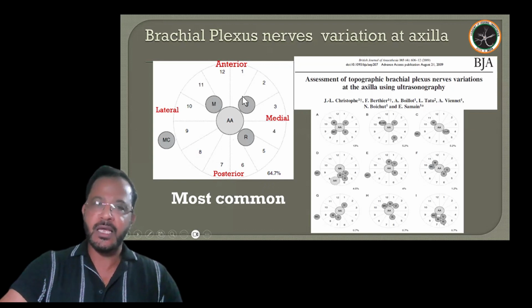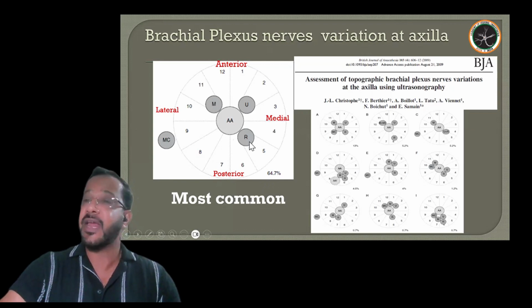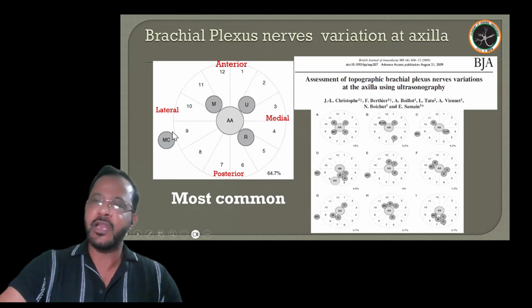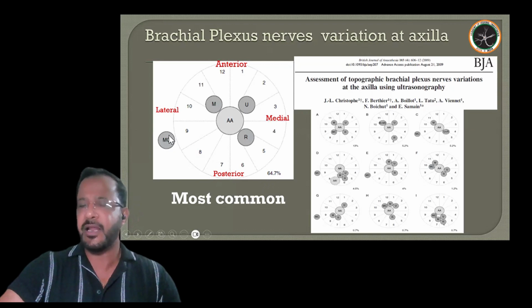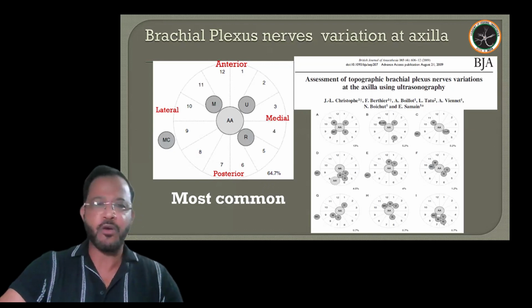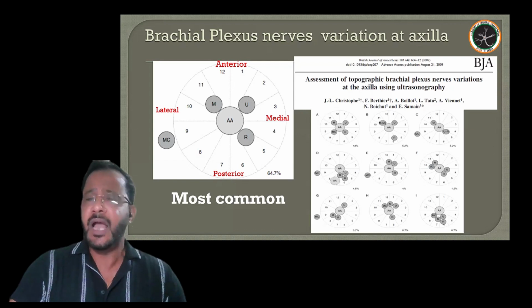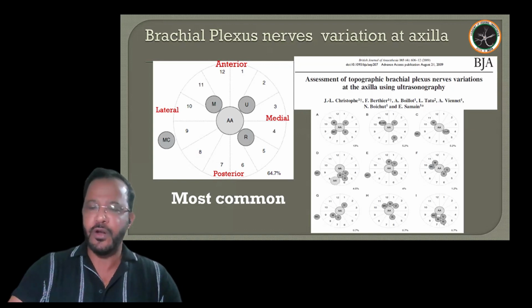If you see the median nerve, the ulnar nerve, and the radial nerve, they lie inside the neurovascular bundle along with the axillary artery. The musculocutaneous nerve has left the neurovascular bundle. It is outside the neurovascular bundle, and it usually lies inside the coracobrachialis muscle or between the biceps and the coracobrachialis muscle. So you have to remember the orientation of the relevant nerves around the axillary artery for a successful PNS guided approach to the axillary brachial plexus block.